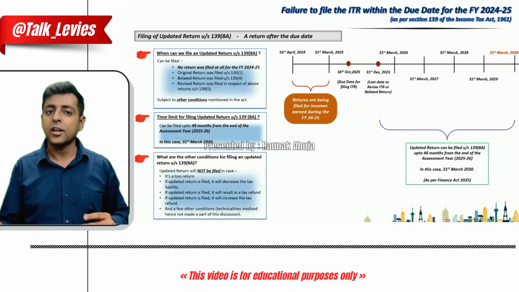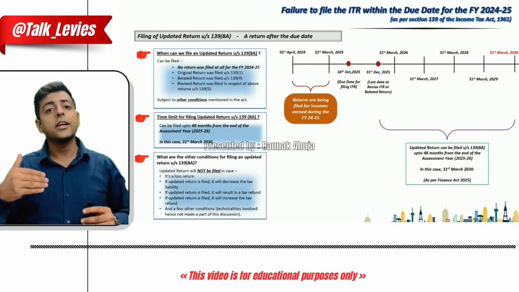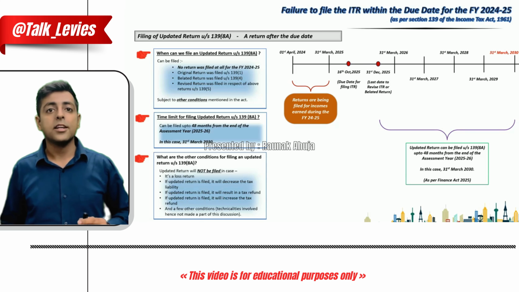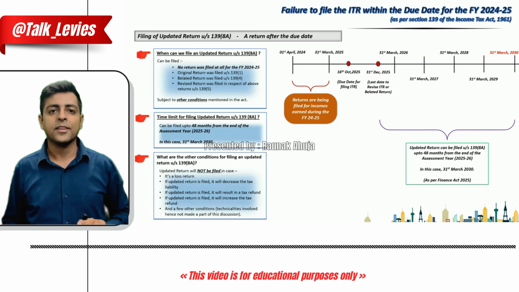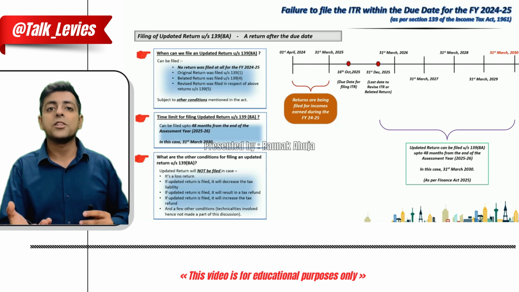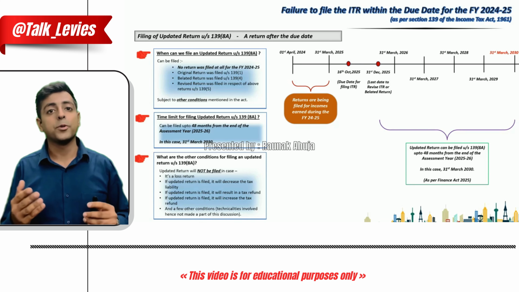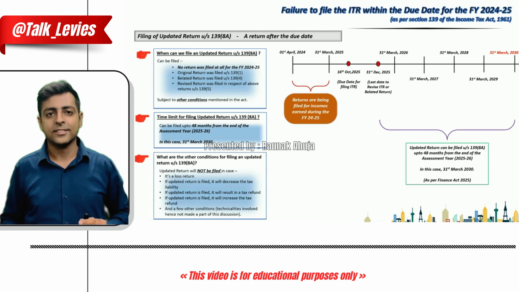It shouldn't be a loss return, or it should not have the effect of reducing the tax liability or increasing the tax refund. So for all those viewers who are planning to file an updated return to claim tax refunds, let me tell you, you won't be able to file an updated return. So I would suggest you go and quickly file a revised return if you want to receive a tax refund or increase your tax refunds for the financial year 24-25 by the 31st of December itself. Because beyond that, you won't be able to claim your tax refunds by filing an updated return.